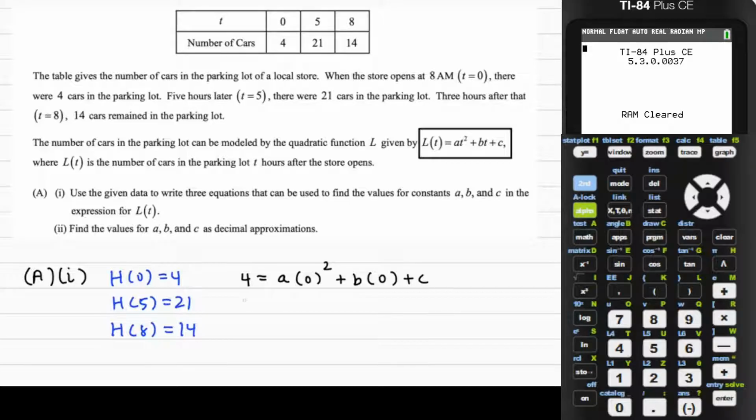Right? So I'd better get 4 as my value of c later on. H of 5 equals 21. So when t equals 5, h equals 21. So, don't think about it too hard. Just plug in the values of L, not h. Whoops, pardon me, I was still stuck in the height of the bamboo tree. Number of cars in the parking lot, so L, L, L. Okay, so the value of L versus the value of t, there we go.